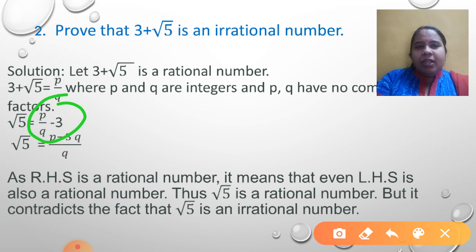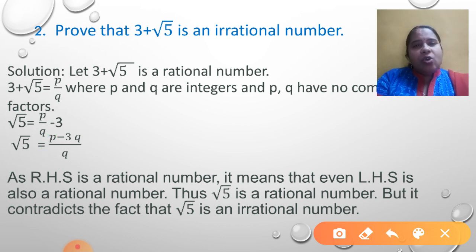So now this can be cross multiplied. Nothing is there means it is upon 1. So when I cross multiply, we get P into 1, that is P, minus 3 into Q, that is 3Q, upon Q. This is cross multiplication, correct? So what we get? Root 5 is equal to P minus 3Q upon Q.